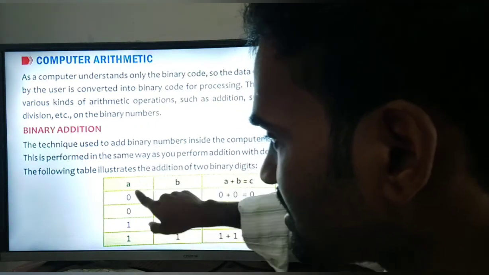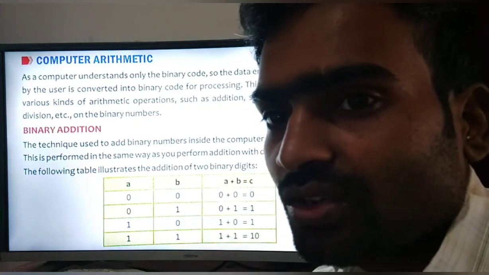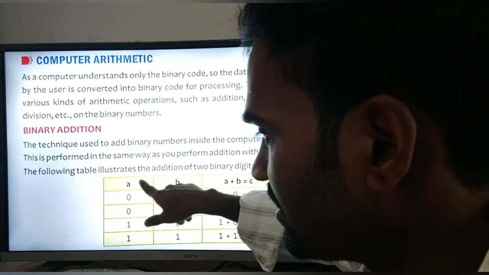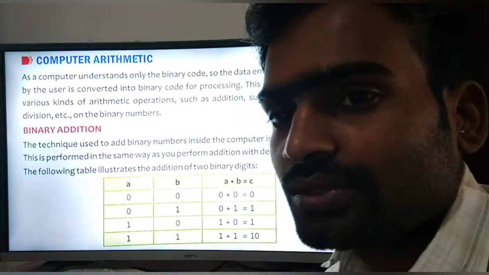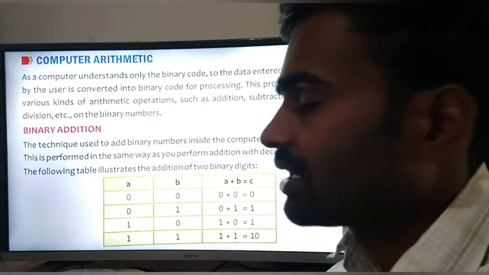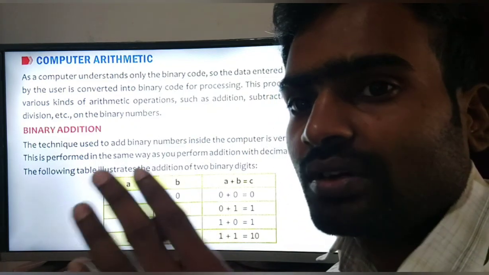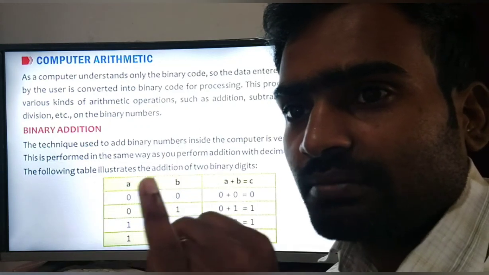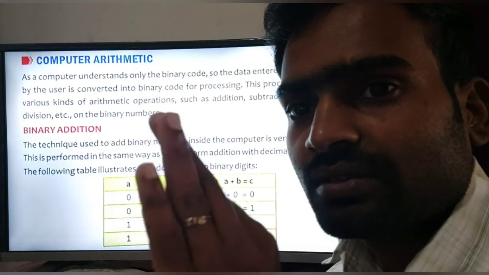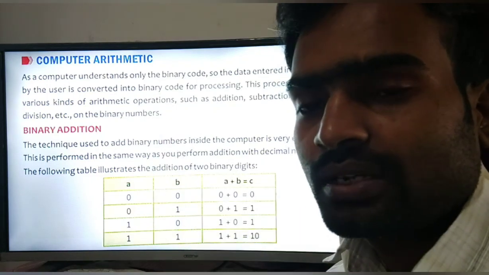This table, the first 2 columns, you can memorize it. This is your homework. First memorize these 2 columns. When you come tomorrow with it memorized, we will learn the computer arithmetic topic. It has 4 subtopics: binary addition, binary subtraction, binary division, binary multiplication. So we will be learning that.